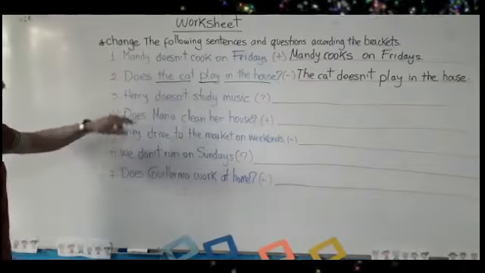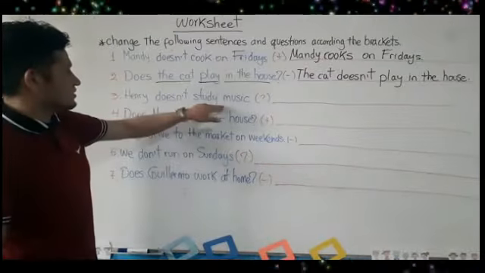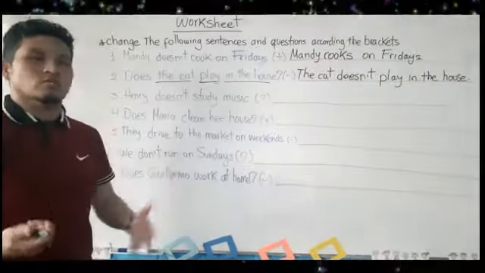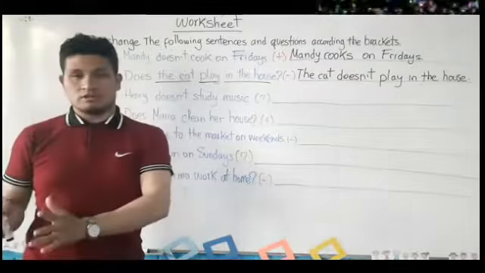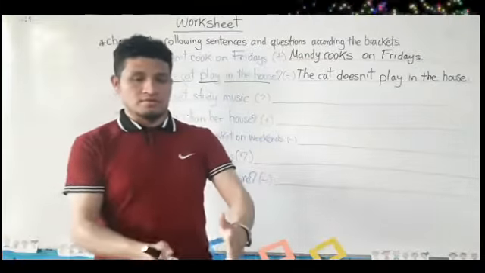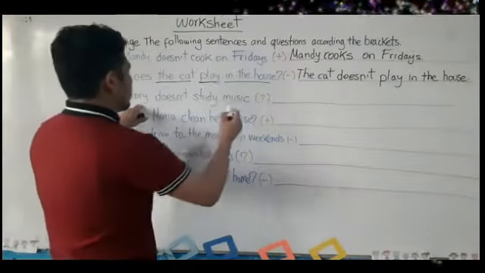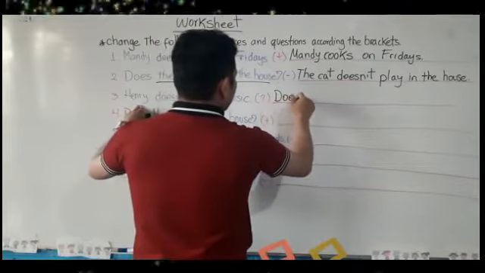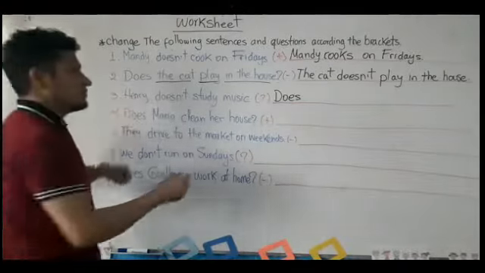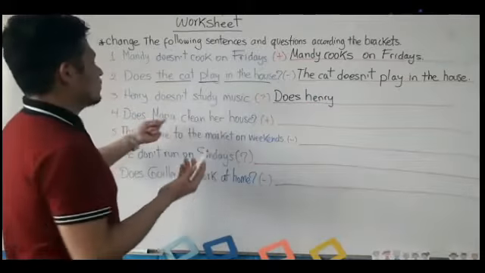Now, the third one. Henry doesn't study music. This is a negative sentence. Now we have to change it into a question. How will it be into a question? So the structure, auxiliary, do or does, subject, verb, and complement. Okay? So here will be does. Why does? Because it says Henry. It's one name. Does Henry. What is the verb?